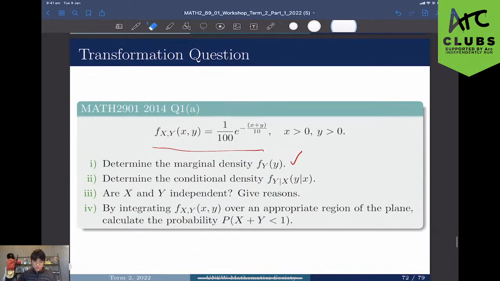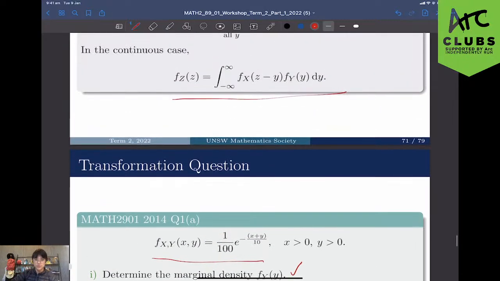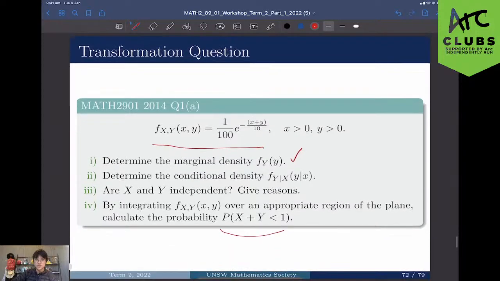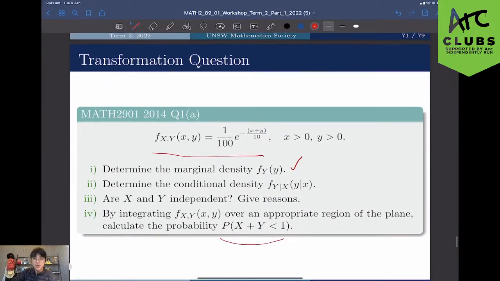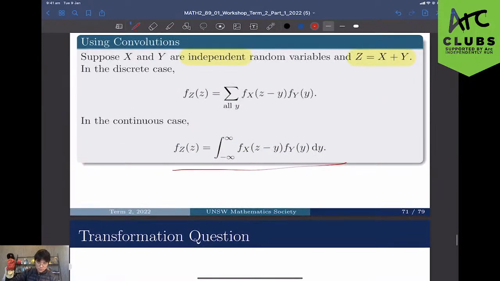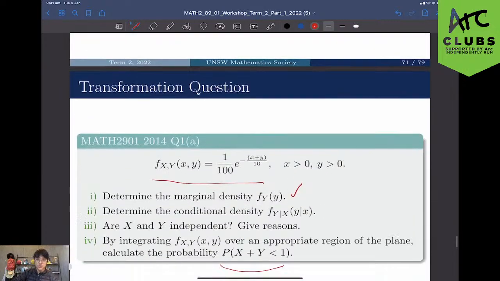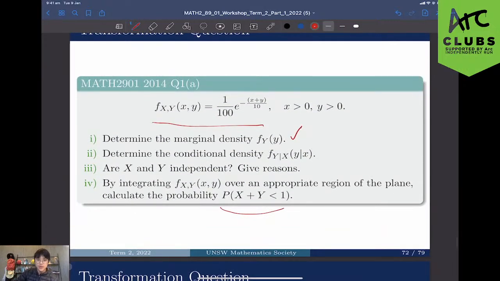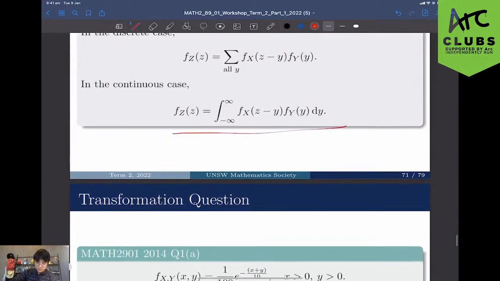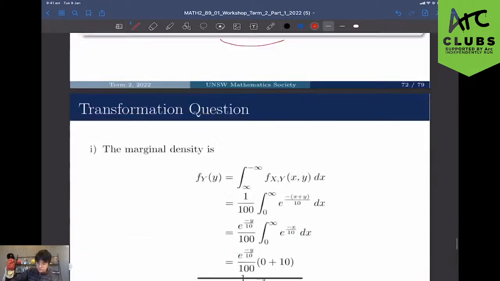Yeah, so the question actually asks for calculating the probability by integrating, which isn't actually the convolution method, but I have solved it using this method in these slides, so you can go and see it in your own time. But I'll actually solve this question, where we want the probability that x plus y is less than 1, using the convolution method.